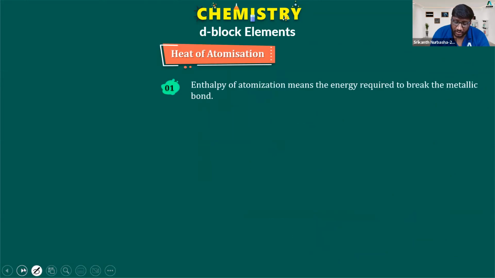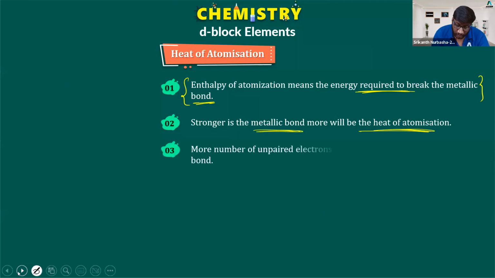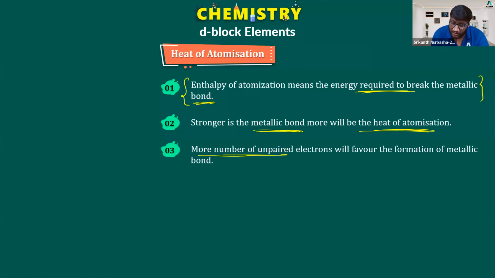Heat of atomization, can I expect a similar graph or not? Enthalpy of atomization means the energy required to break the metallic bond. That means the greater the metallic bond, the more energy has to be provided. So enthalpy of atomization means the energy required to break the metallic bond and bring out the metal atom. The stronger the metallic bond, the more will be the heat of atomization. More number of unpaired electrons favors the formation of metallic bond.